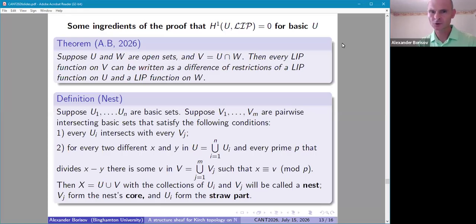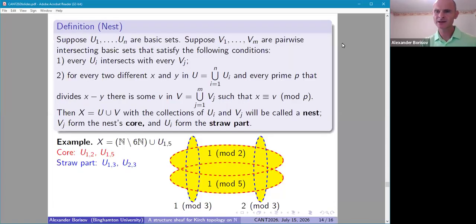Now, the real key to the proof was this definition. I call it a nest. We have a finite collection of basic sets U sub i and another collection of V sub i's. The V sub i's pairwise intersect, so they form a star-like set. And the U sub i's intersect with all the V sub i's, and there's an extra condition. For any two x and y in a union of U's, if they're congruent modulo some prime, then there is a V in a union of V's that is congruent to them modulo that. We'll call the V's the core and the U's the straw part, and the whole thing a nest.